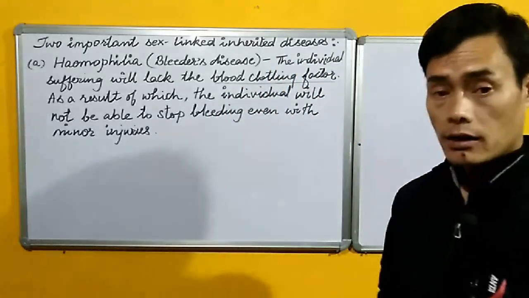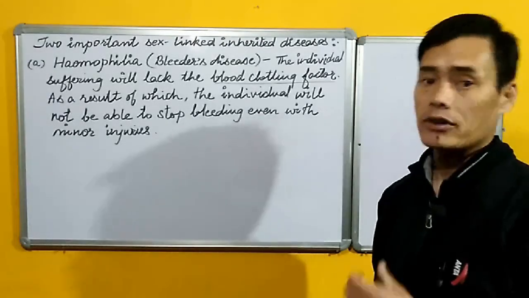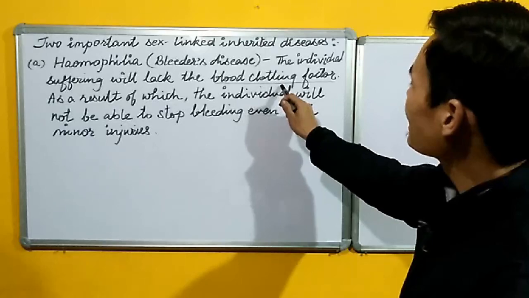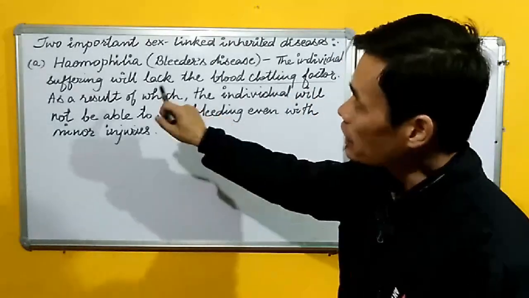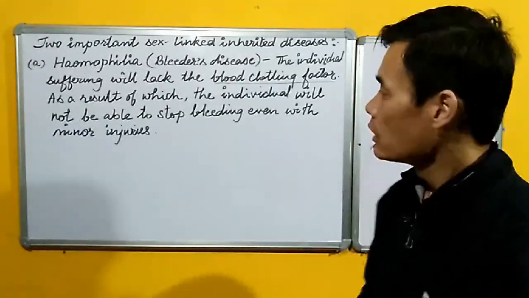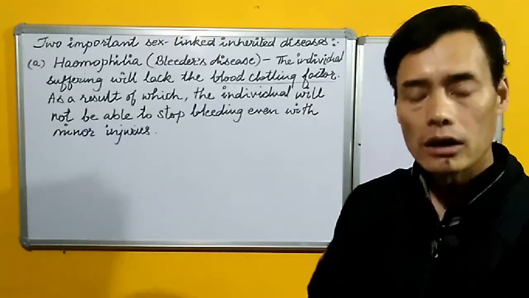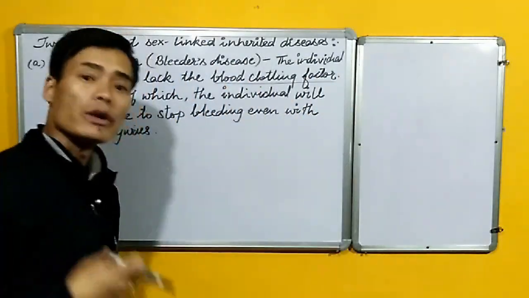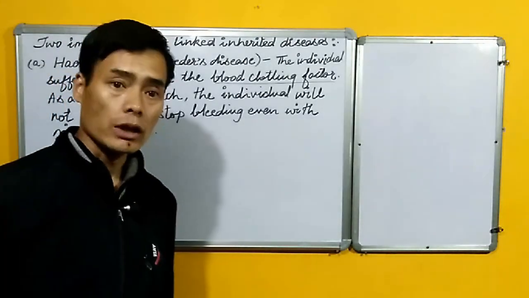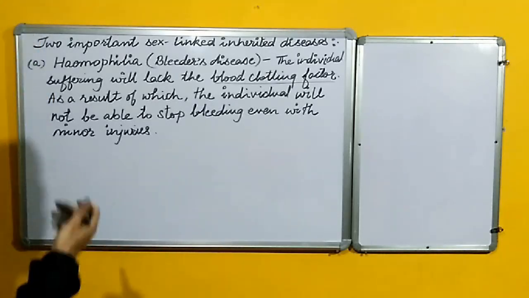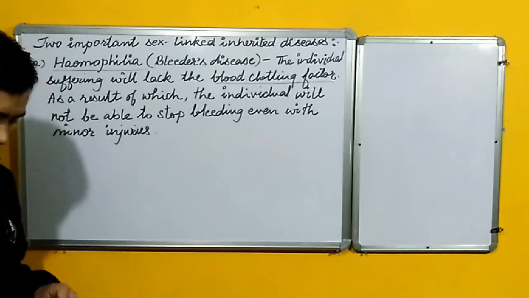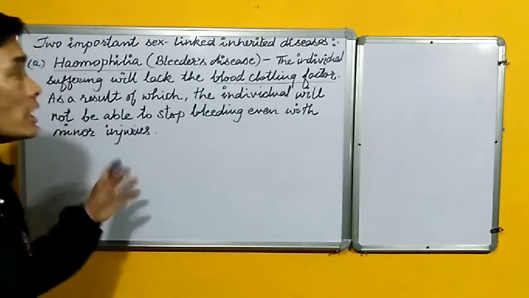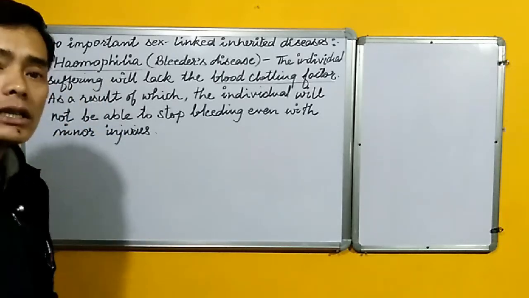We know that clotting of the blood requires a number of factors, and a person suffering from hemophilia will lack this blood clotting factor, as a result of which, if the individual suffers from any injury which leads to bleeding, then the bleeding will not stop in these individuals. And if the injury is severe, due to excessive loss of blood, the individual will die. And this disease called hemophilia is a genetic disease. It is due to a defect in the genes. And this defective gene is present in the sex chromosome.